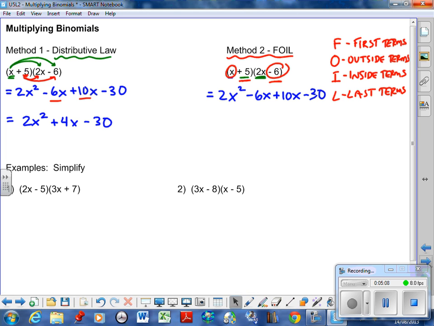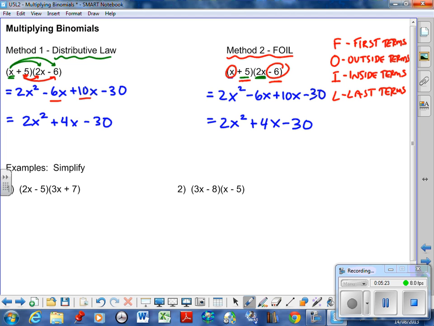So if you take a look at the comparison here between the two lines, it's the exact same line. It gives you the exact same solution. So your final answer is still 2x squared plus 4x minus 30.